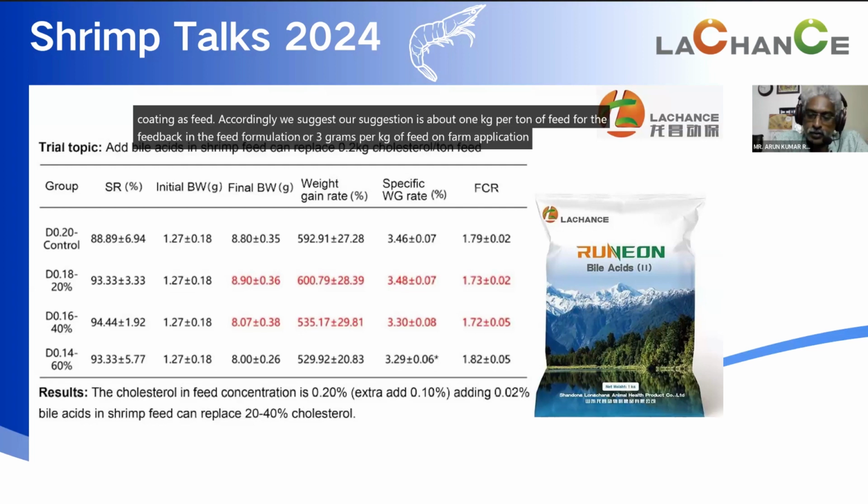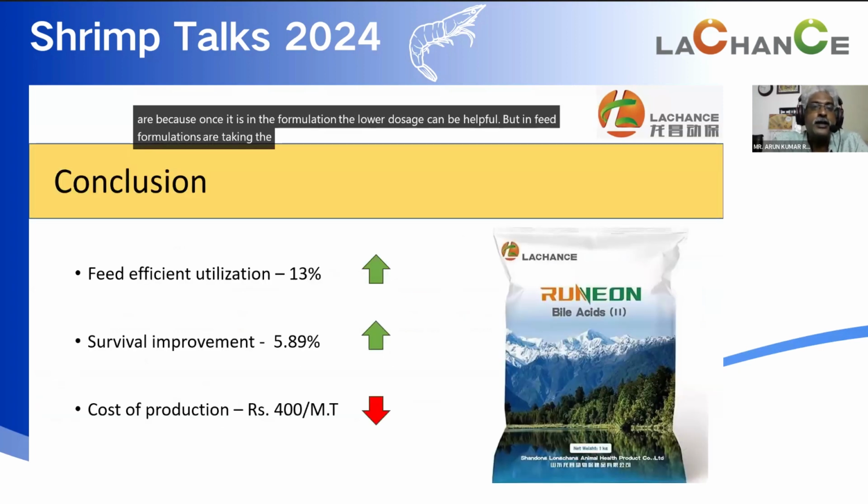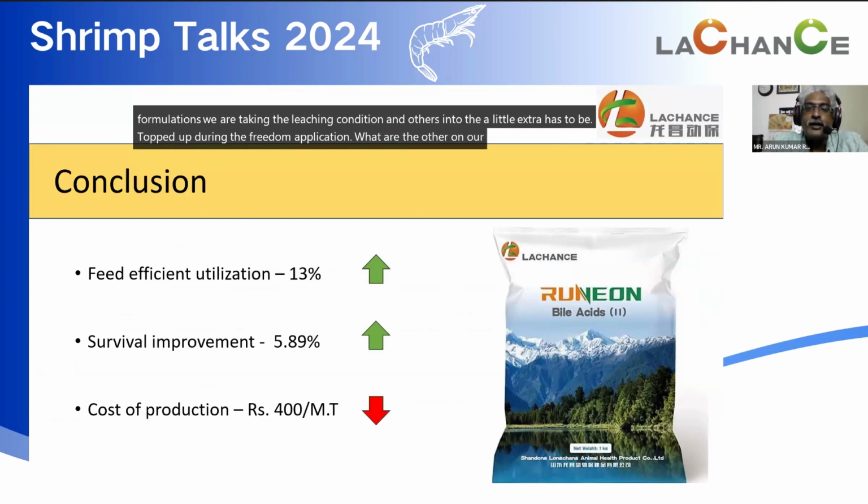Once it is in the formulation, the lower dosage can be helpful, but in on-farm application, taking the leaching condition and others into account, a little extra has to be topped up during the feed application. In our observation, what kind of advantage does bile salts give you? They help in increasing your feed efficiency by 13% and your survival by 6%.